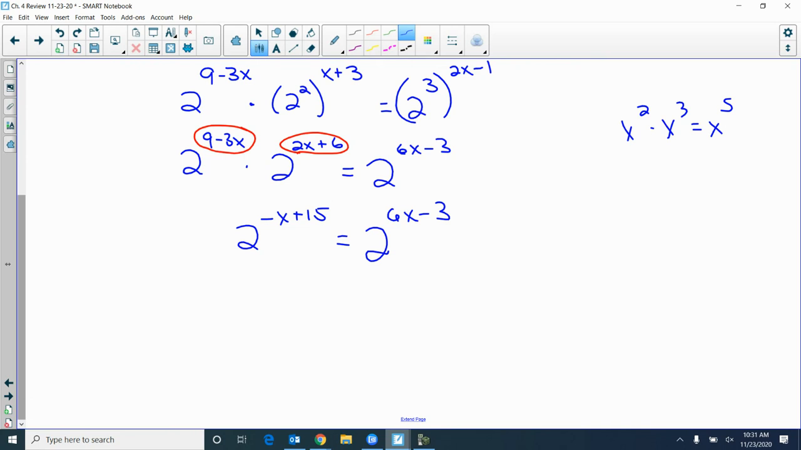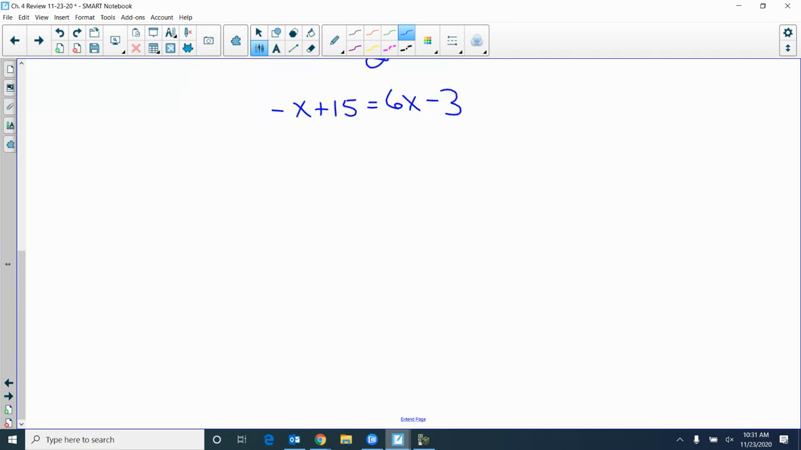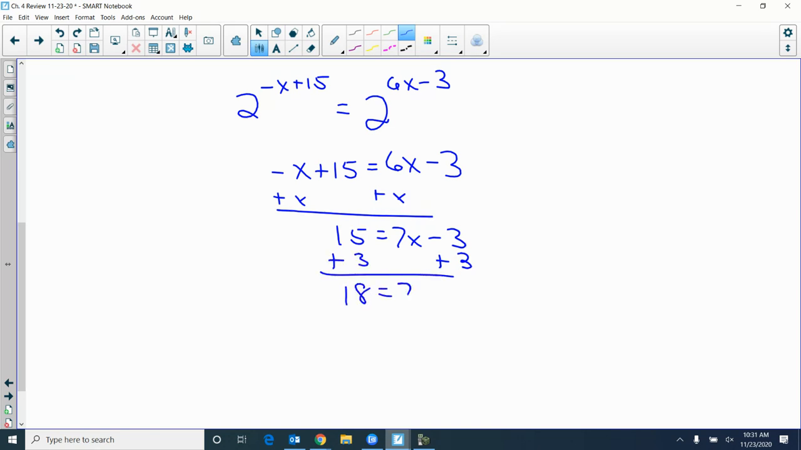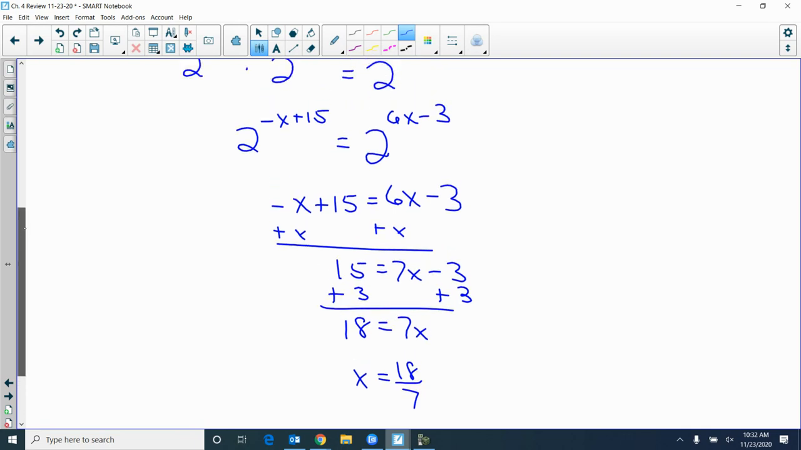Now I guess you can get rid of the 2's. You're really setting the exponents equal to each other. Negative x plus 15 equals 6x minus 3. This is not going to be a nice answer. Just leave it as a fraction. No big deal. What do I get? I add x. I get 15 equals 7x minus 3. Add 3, and 18 equals 7x. x equals 18 sevenths.